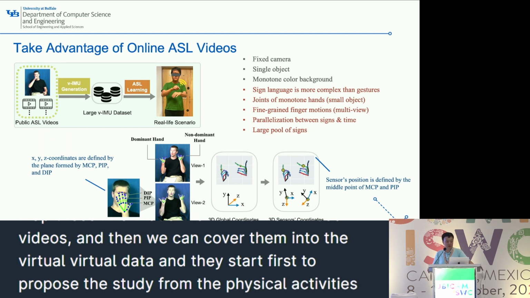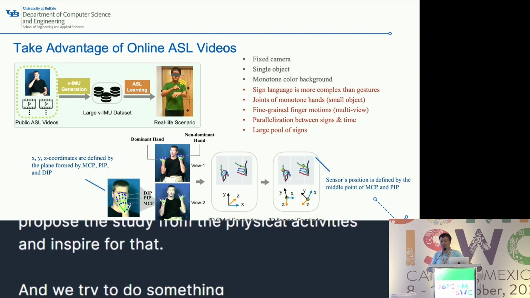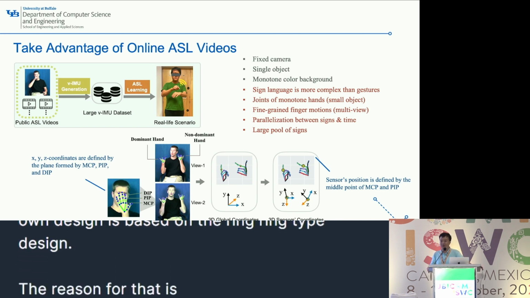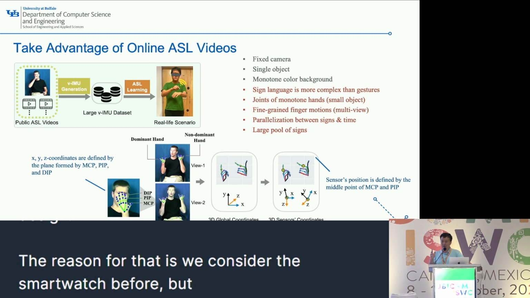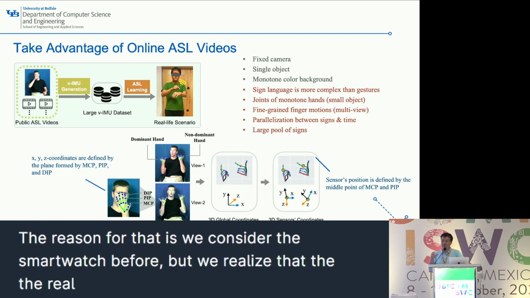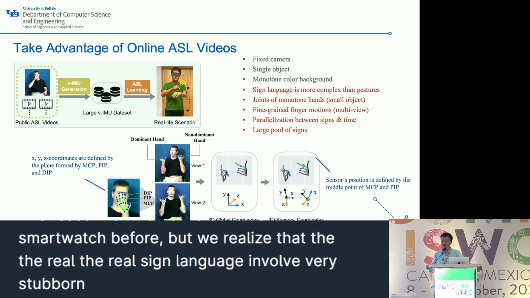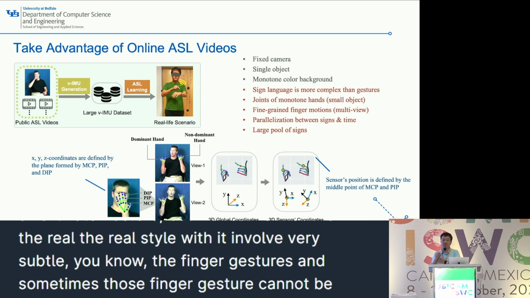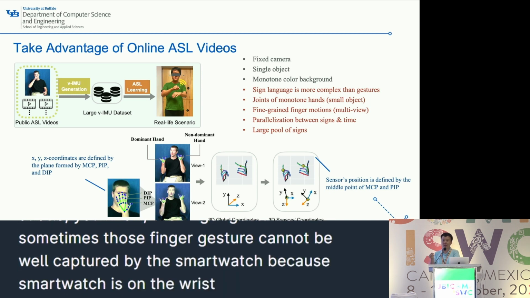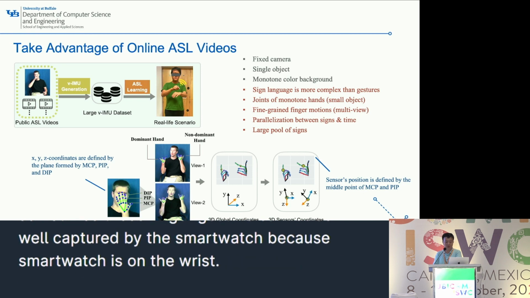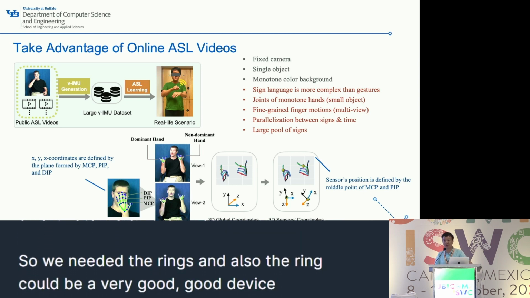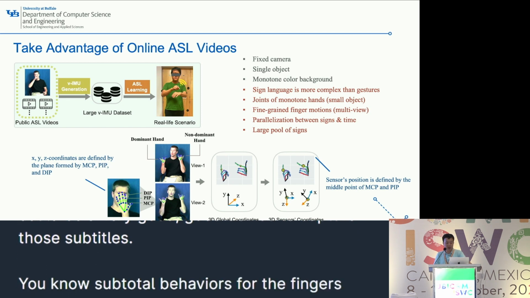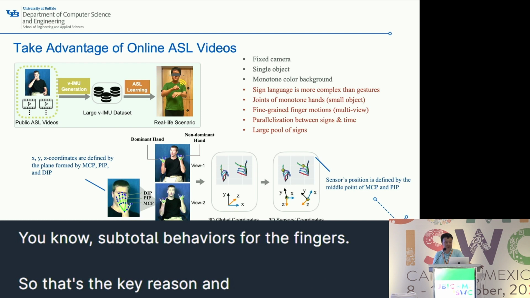Inspired by that, we propose our own design based on a ring type design. The reason is that we considered a smartwatch before, but we realized that real sign language involves very subtle finger gestures, and sometimes those finger gestures cannot be well captured by a smartwatch because it is on the wrist. So we needed rings, and a ring could be a very good device to capture those subtle behaviors of the fingers. So that's the key design. And given their discussion, we just skip the idea.